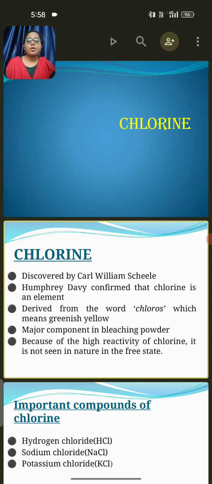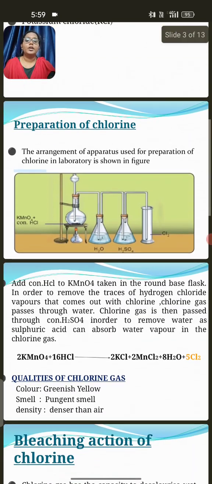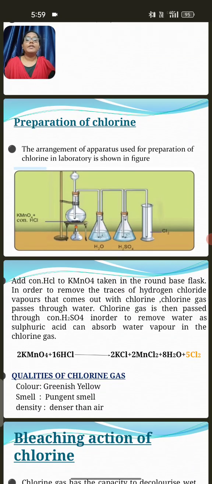Then we will discuss some important compounds of chlorine. Some important compounds of chlorine are hydrogen chloride, sodium chloride, that is common salt NaCl, and potassium chloride. Then we will discuss the preparation of chlorine gas.